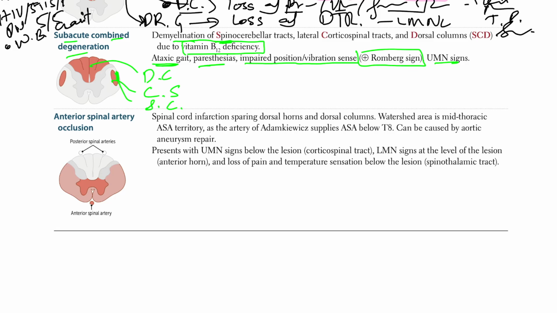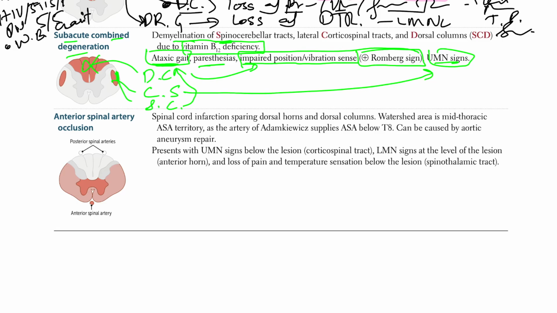Okay, so now let's just take a look at what's causing what, right? So DEC, when you knock out your dorsal column, it's going to give you impaired proprioception, vibration sensation, and positive Romberg. When you knock out your corticospinal tract, it is going to give upper motor neuron signs, and spinocerebellar tract is going to give ataxic gait. Okay, and that is going to be how everything is affected.